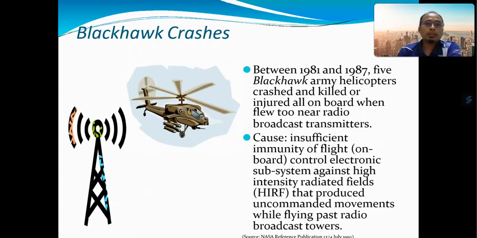All right, the third case is about the Black Hawk crashes. Between 1981 and 1987, five Black Hawk Army helicopters crashed and killed or injured all on board when they flew too near radio broadcast transmitters, right? From the investigation, it was found that there was insufficient immunity of the flight on-board control electronic subsystem against high intensity radiated field, HIRF, that produced uncommanded movement while flying past radio broadcasts. So they lost control when the helicopter was flying near the radio broadcast transmitter.